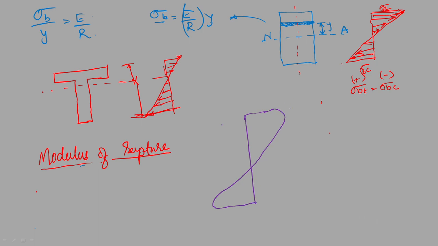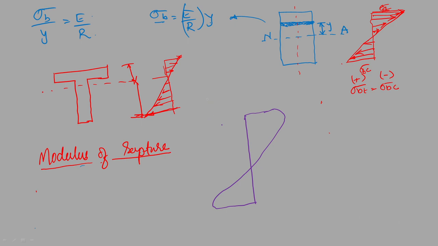This is the modulus of rupture, when the proportionality limit of the material is exceeded. Proportionality limit exceeded means, either a tensile stress or a compressive stress exceeds its elastic limit. When it exceeds its elastic limit, you are going to get a plastic region or plastic deformation. So this phenomenon we are going to call the modulus of rupture.